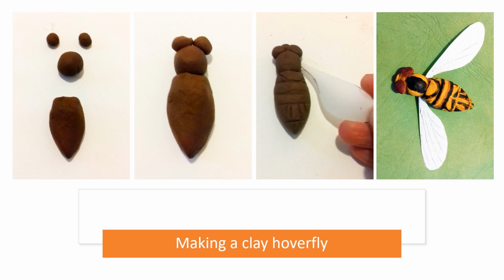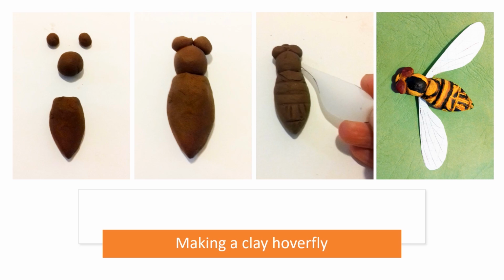Now obviously the wings would be really, really difficult to make in clay. You could make the wings out of clay, but they'd be very fragile. So we used some tracing paper and just cut out a wing shape and stuck it in. And once it was dry, we painted it using acrylic paints.